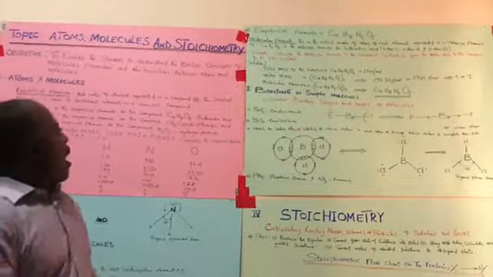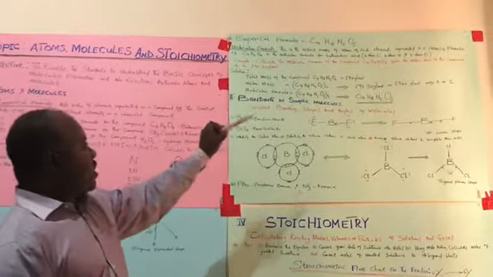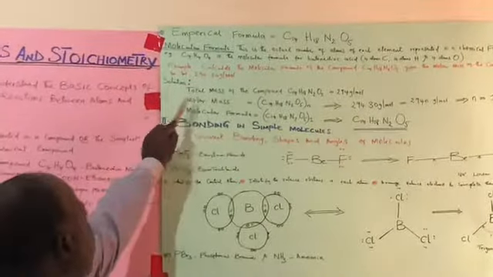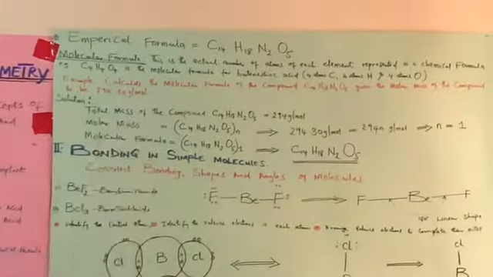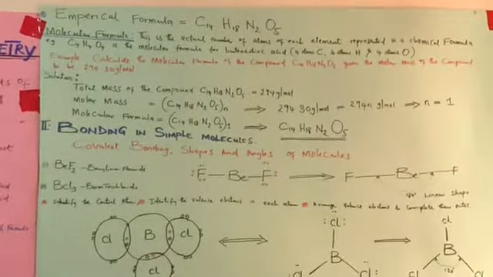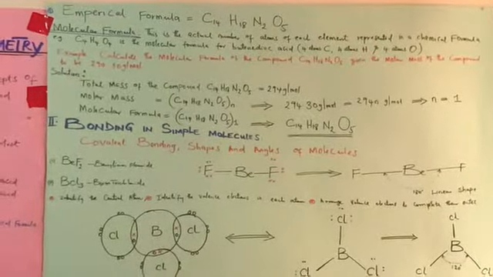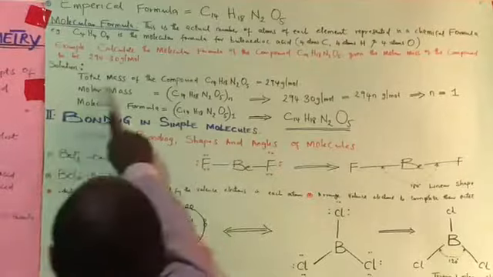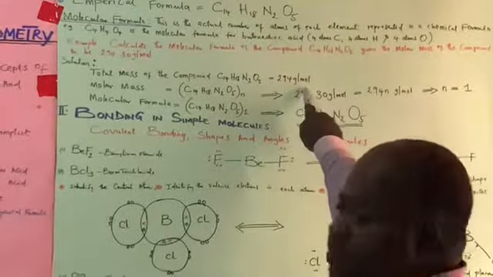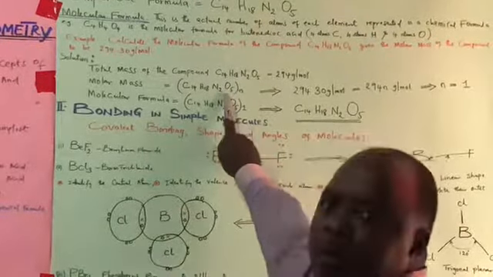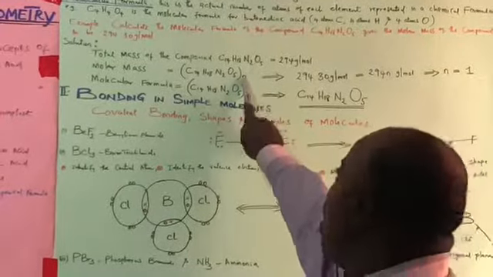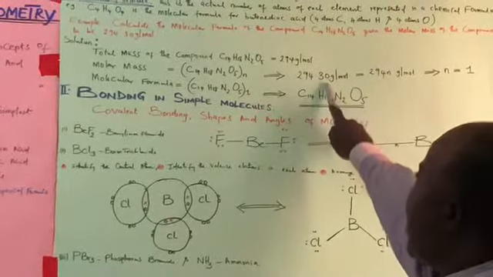This is an example here. Calculate the molecular formula of the compound C14H18N2O5, given the molar mass of the compound to be 294.3 grams per mole. This calculation will give us the actual number of atoms of the elements present in that chemical formula. For this, the total mass of this compound is 294 grams per mole. We don't know the molar mass of this compound. Let's say the molar mass is this compound times a certain number n, which is equal to the given mass that we have been given.